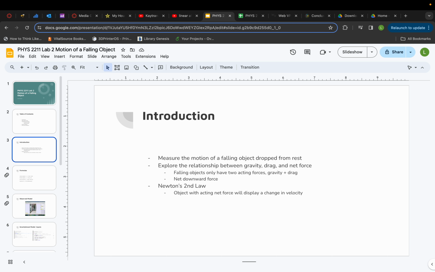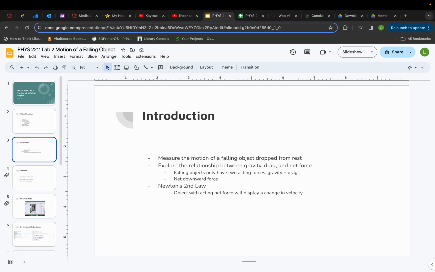The purpose of this lab is to measure the motion of a falling object dropped from rest, and to explore the relationship between gravity, drag, and net force. Falling objects only have two acting forces on them, gravity and drag. However, because these forces are not equal and opposite, they have a net downward force.